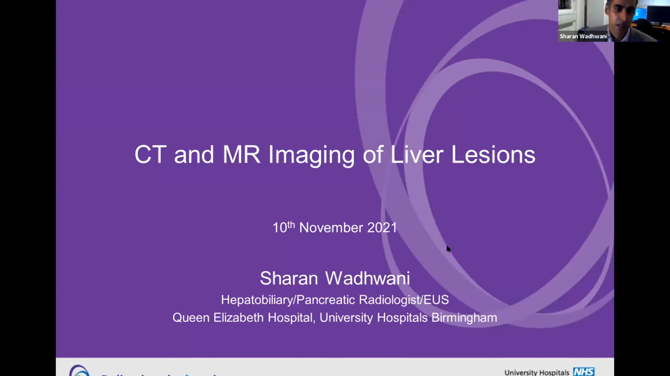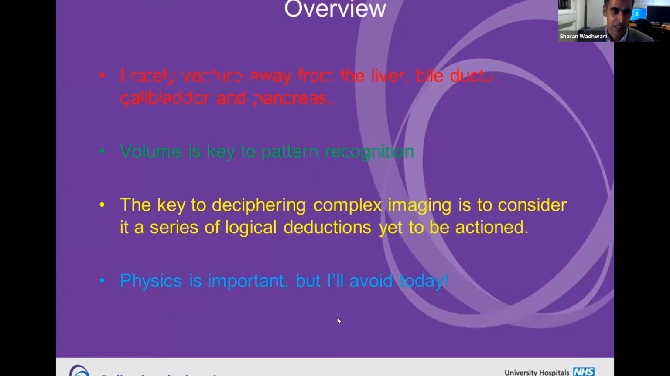I'm going to talk about CT and MR imaging of liver lesions. As Steen said, I'm an HPB radiologist with a bit of EUS and a little bit of intervention, but not a huge amount. So Shelley will cover all the intervention and I'll stay well away from it. Just a bit of background about me and the important factors to consider when looking at HPB imaging.